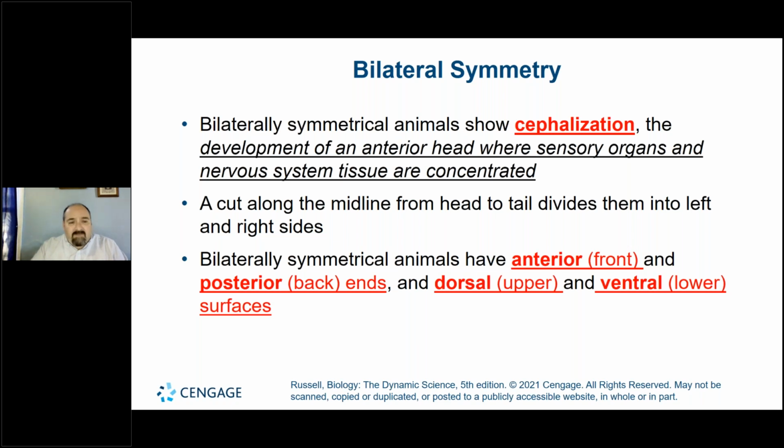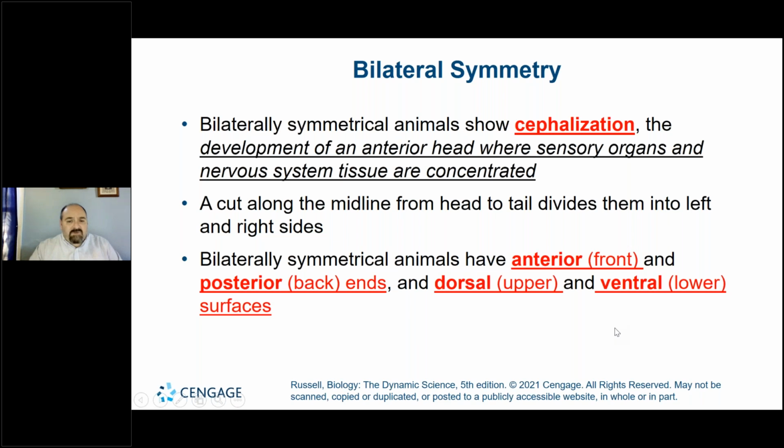And so what do I mean by anterior? Bilaterally symmetrical animals have an anterior. When we think of anterior, we think of the front of the body. Posterior, we think of the back of the body, right? We can also use terms like dorsal and ventral. Dorsal can mean posterior. Ventral can mean anterior.